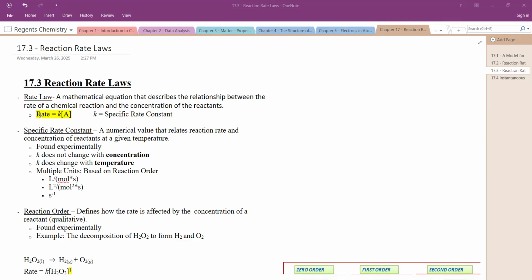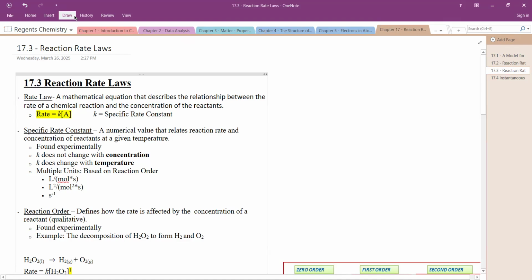And so that rate, the rate law, is given as k times the concentration of our substance, where k, it's a lowercase cursive a, is called the specific rate constant. Okay. This number is defined right below. It says it is a numerical value that relates the reaction rate and concentration of reactants at a given temperature.